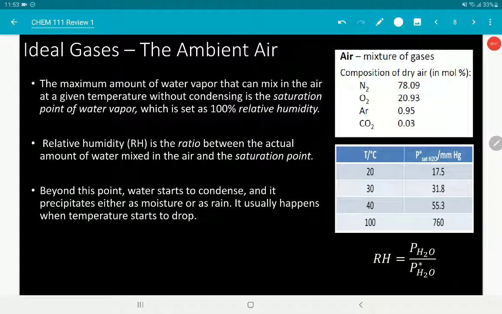So in this video, we'll be discussing the concept of the atmosphere or the ambient air using the ideal gas model. So ang una nating i-discuss dito ay yung relative humidity. So relative humidity is the ratio between the pressure of water vapor in the atmosphere over its supposed saturated vapor pressure. So ano yung saturated vapor pressure?